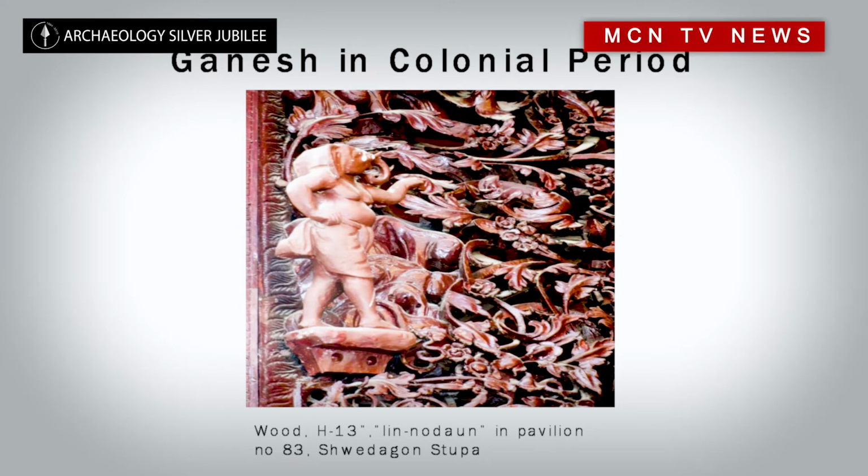He is wearing a dhoti, and the pork belly is right here. He is wearing the dhoti like an Indian, and you cannot see the mouth, which is one of the attributes of Ganesh. So these 2 Ganeshas were from the colonial period.